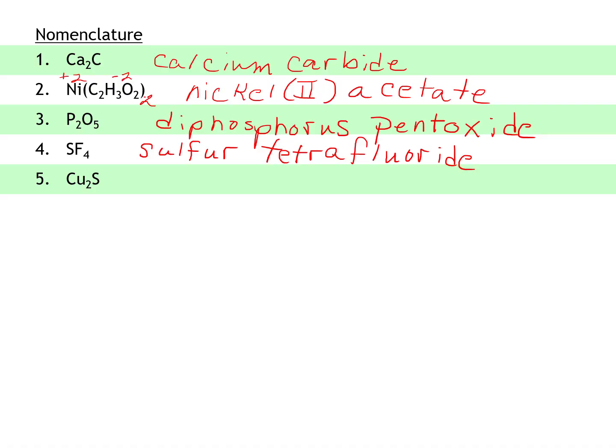And then we got this guy. So sulfur is -2. Copper is a transition metal, so we have to figure out the oxidation number. Sulfur is -2. So the total positive charge has to be +2, but we have 2 coppers, so that means each copper is +1. So it'd be copper, Roman numeral 1, sulfide.